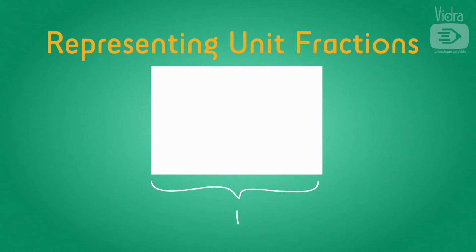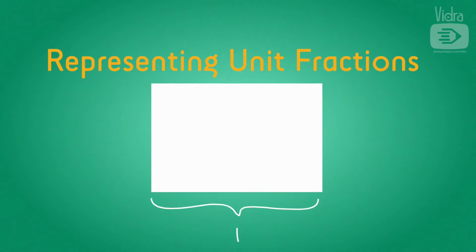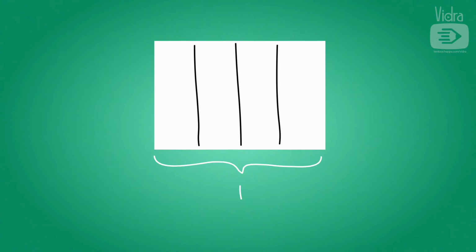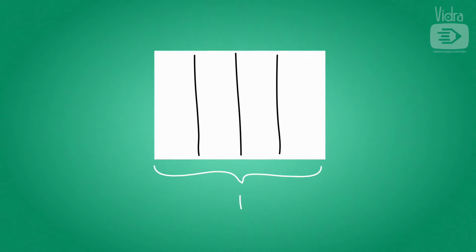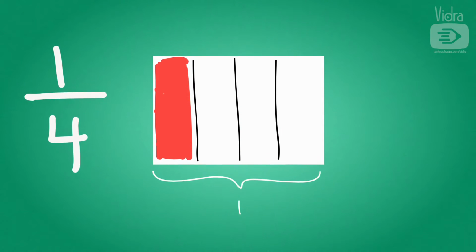A unit fraction is one part of a whole that has been partitioned into equal-sized parts. So, for 1/4, we have partitioned the whole into 4 equal-sized parts. And then students shade one of those 4 parts.